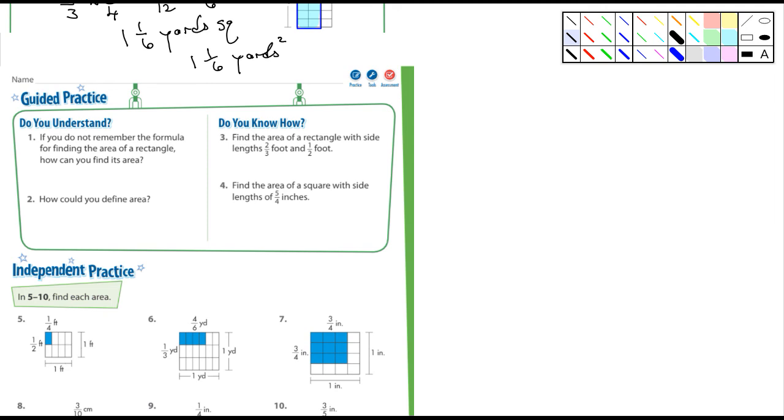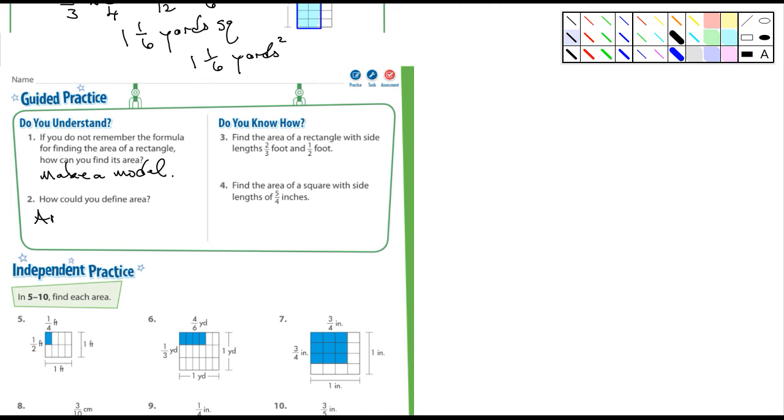Well, I suppose you could ask your teacher. That's probably not the answer they're looking for. Make a model. Yeah, make a model. How could you define area?